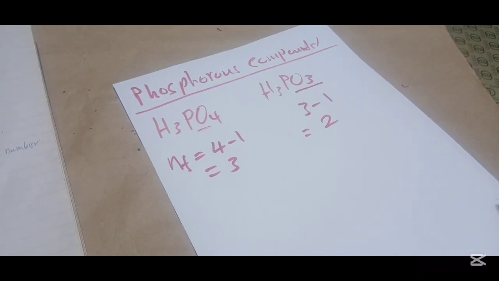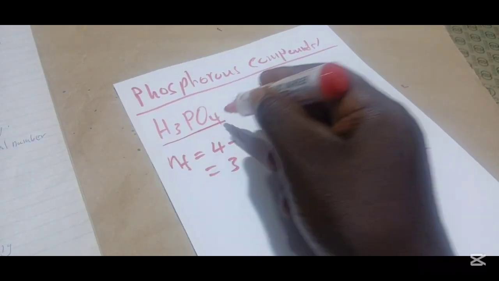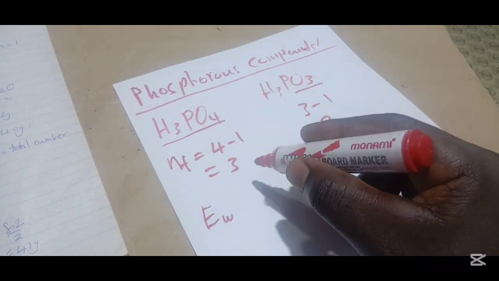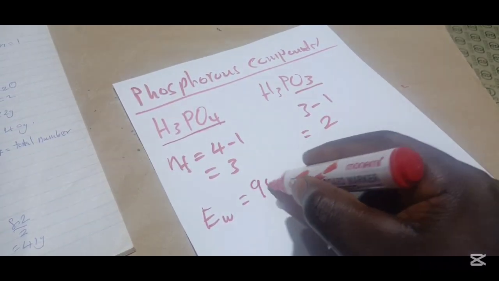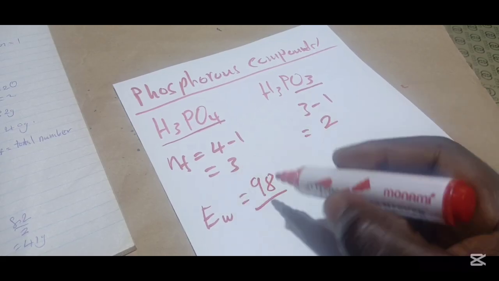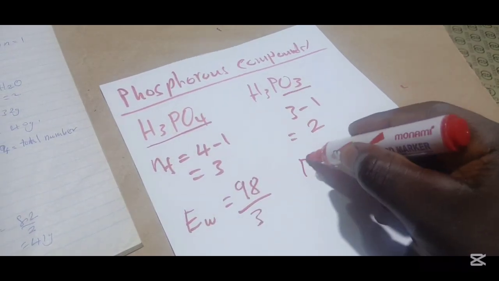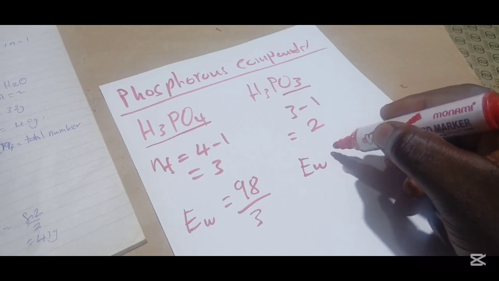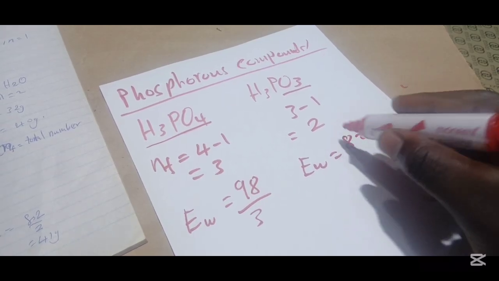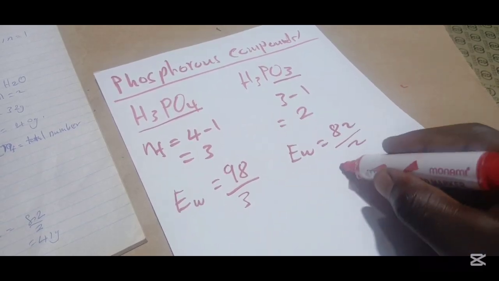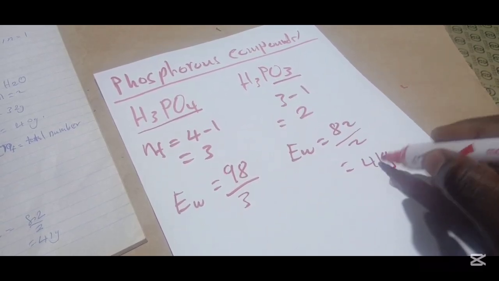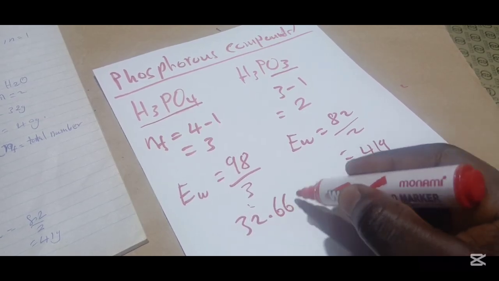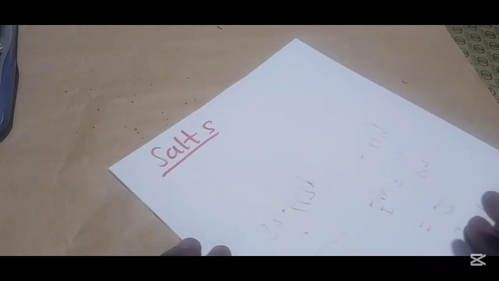Problem given to you. So now the molecular weight of this, calculated already, is 98. So the equivalent weight of H₃PO₄ equals the molecular weight, which is 98, over the N factor, which is 3. And the equivalent weight for HPO₃ is the molecular weight, which is 82, over the N factor, which is 2. So this is going to give us 41 grams. And here we are going to get 32.667 grams.